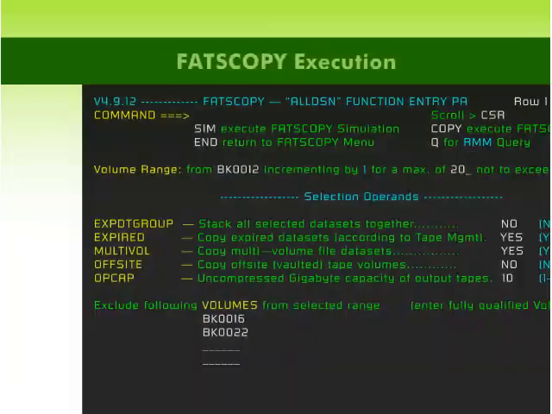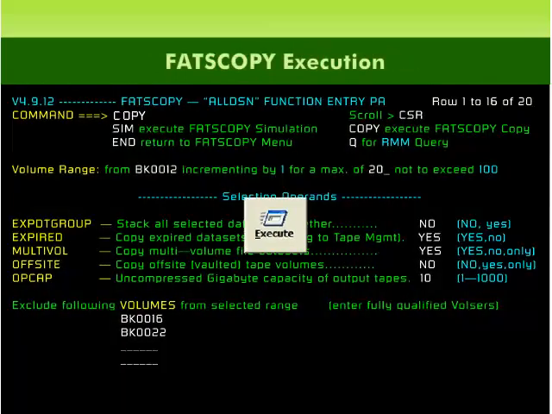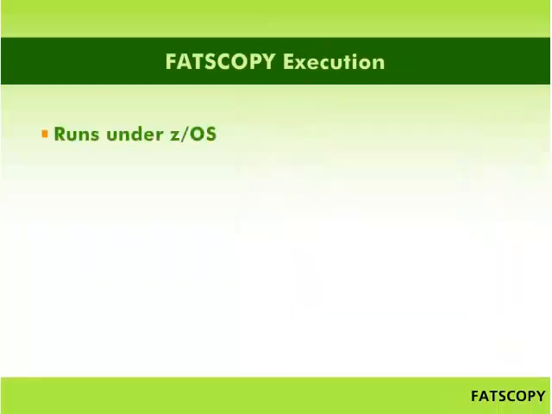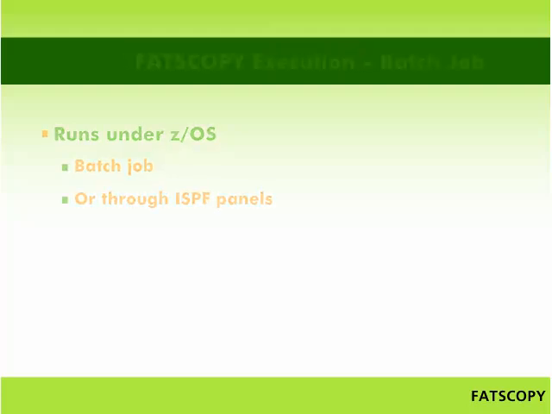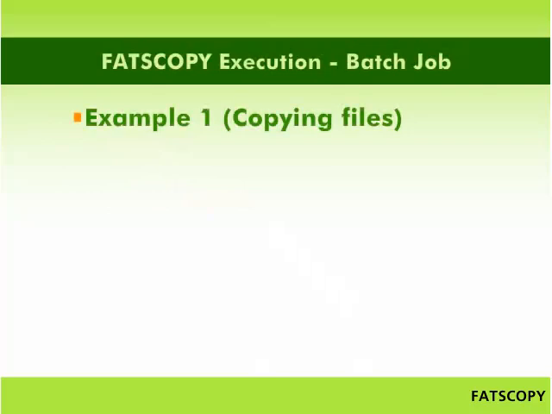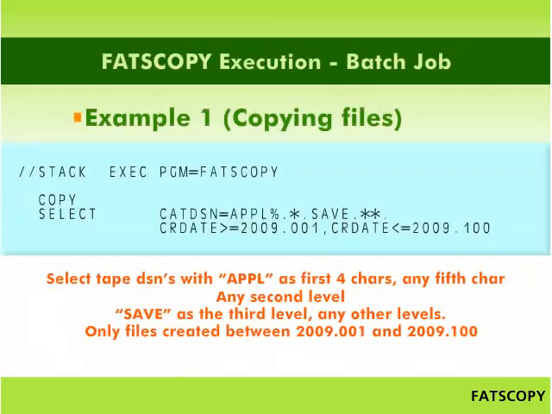Let's take a closer look now at how FATSCOPY is executed. FATSCOPY tasks can be initiated either through a standard z/OS batch job or through ISPF panels. Here is an example of a batch job selecting specific files spread across multiple tapes, then copying and stacking them onto a single output tape.